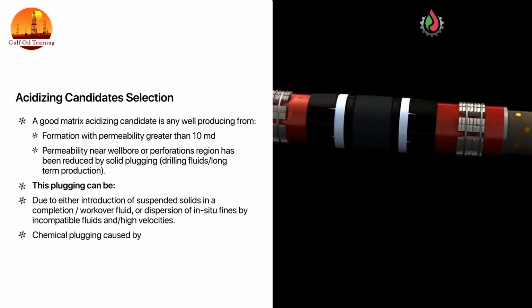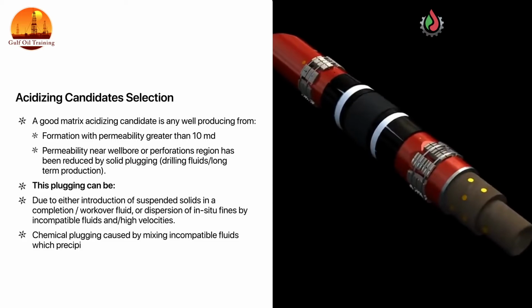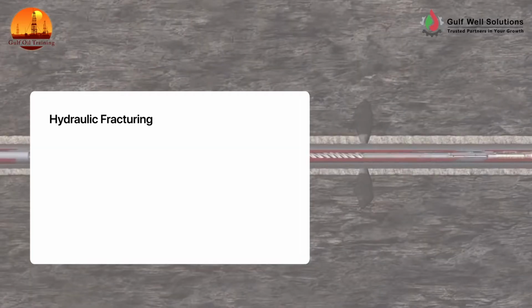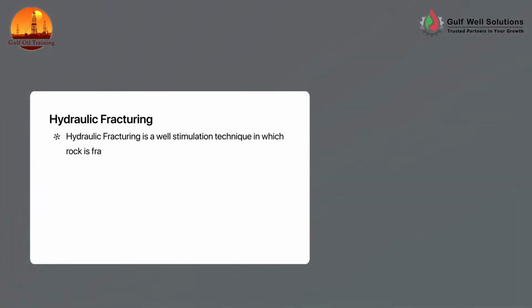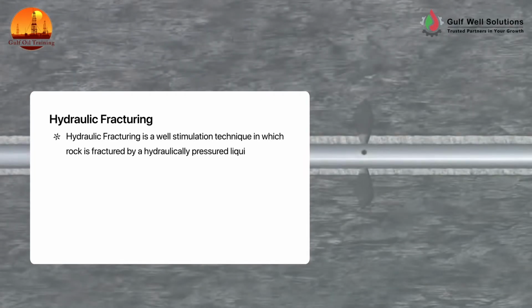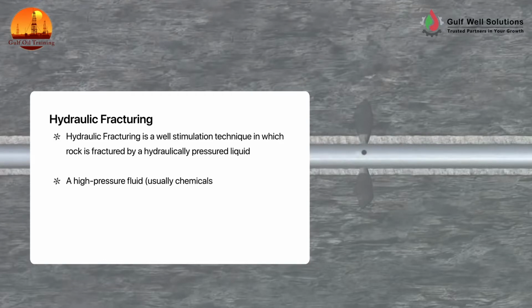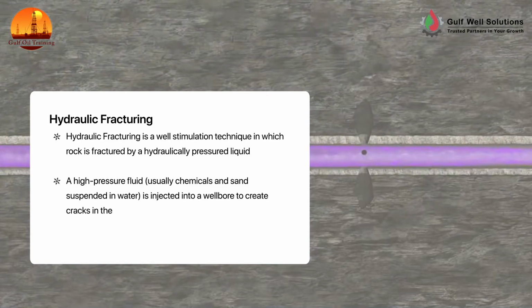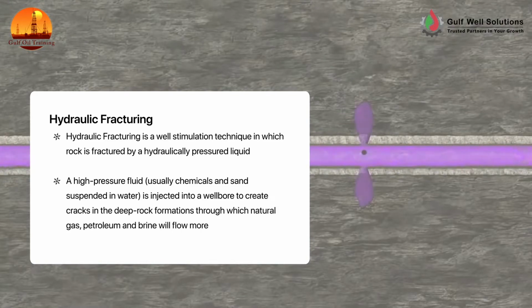Chemical plugging caused by mixing incompatible fluids which precipitates solids. Hydraulic fracturing. Hydraulic fracturing is a well stimulation technique in which rock is fractured by a hydraulically pressured liquid. A high-pressure fluid, usually chemicals and sand suspended in water, is injected into a wellbore to create cracks in the deep rock formations through which natural gas, petroleum and brine will flow more freely.